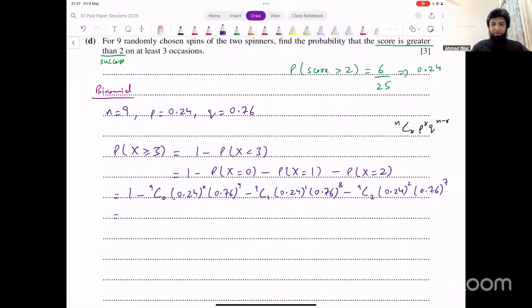Okay, now we can evaluate to see what this turns out to be. What's the result that you get from this? Anyone?